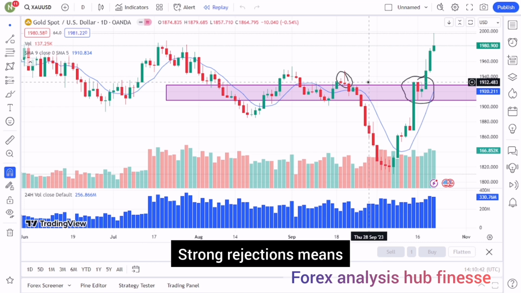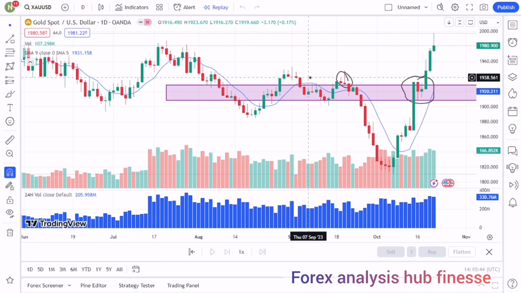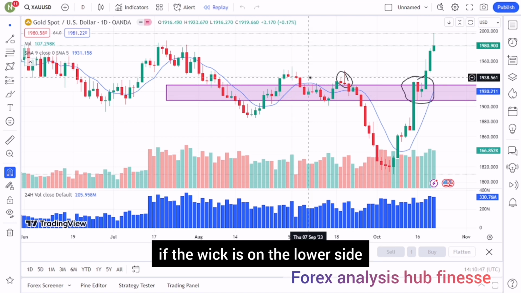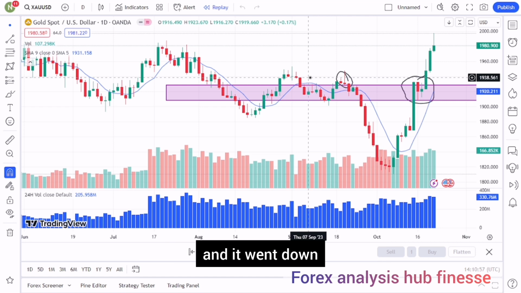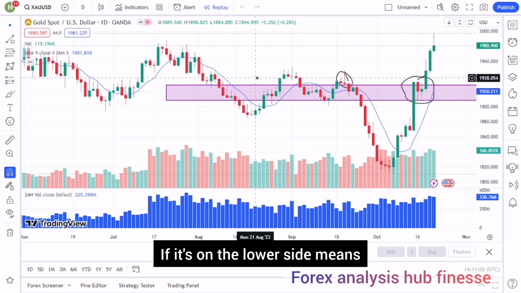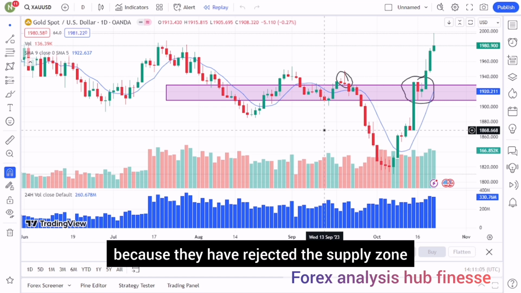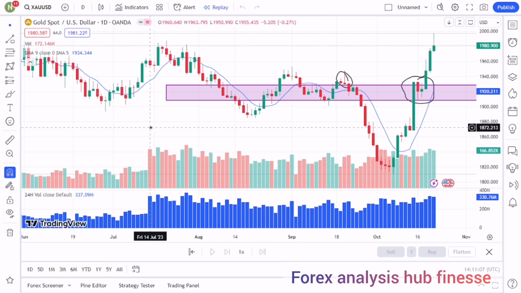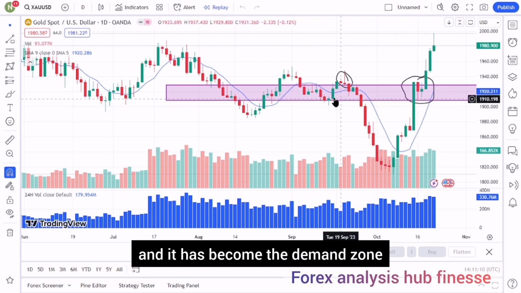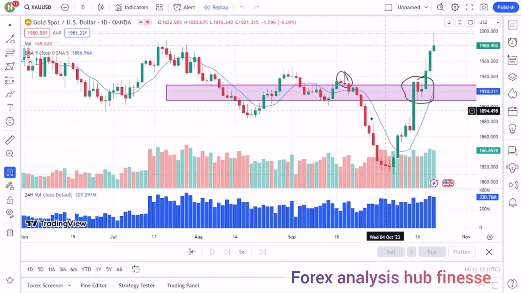Strong rejections means that the candlestick has a long wick, and you should look at whether the wick is on the lower side or on the upper side. If it's on the upper side, it shows that they rejected the selling price and it went down. If it's on the lower side, it means that you have to buy because they have rejected the supply zone and it has become the demand zone. The supply zone became a demand zone. You have to understand that.